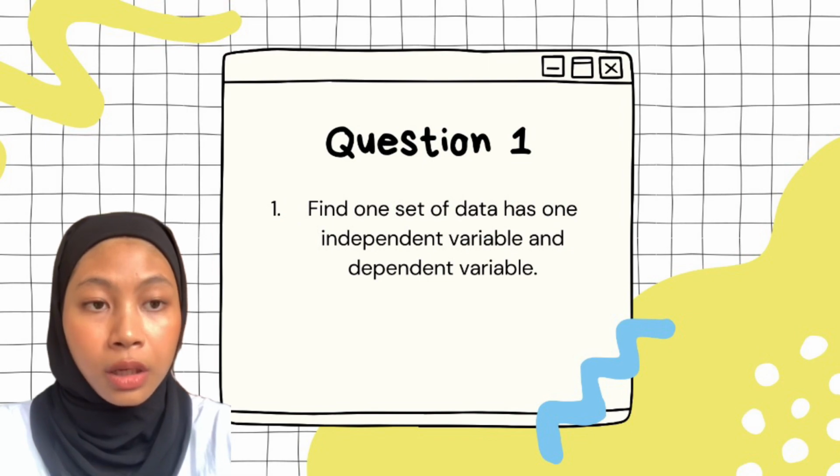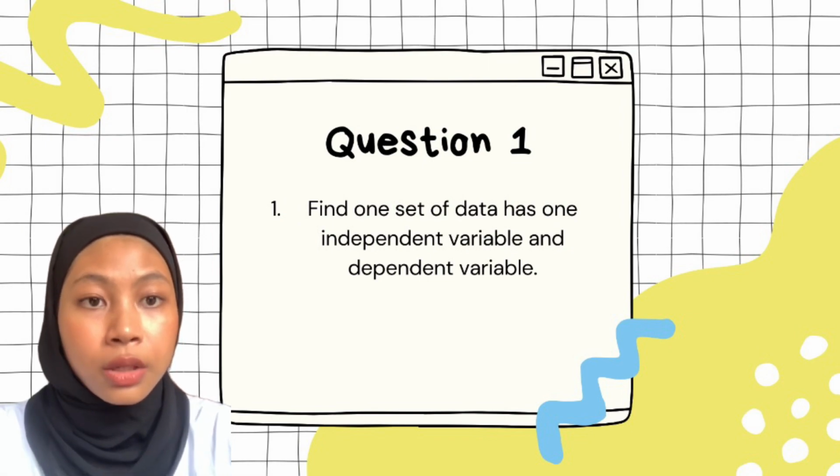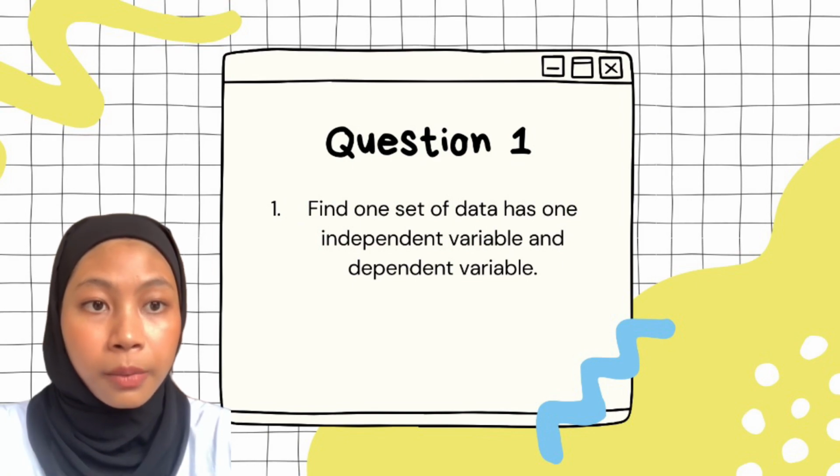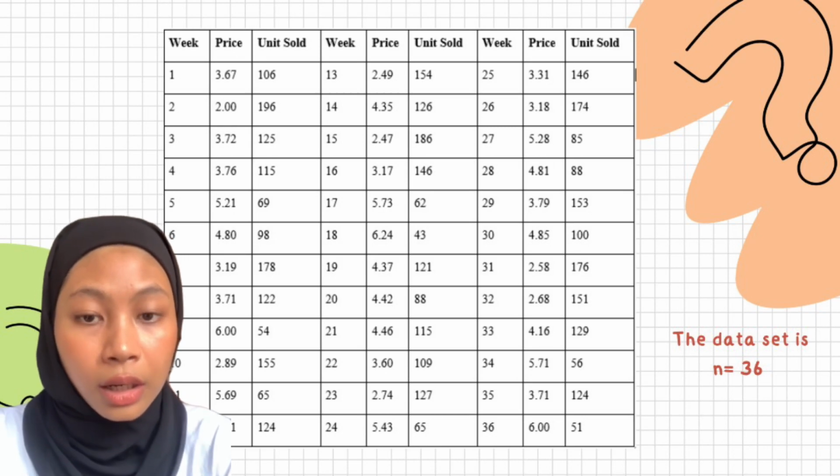For part B, I will present question 1, which is to find one set of data that has one independent variable and one dependent variable. So this is the table for the independent variable and dependent variable. We have week, price, and unit sold. So the total for the data set in our group is 13C. So that's all from me.